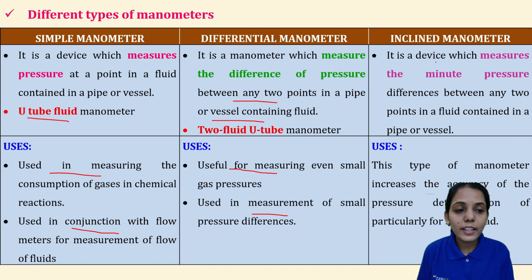The inclined manometer is a device which measures the minute pressure difference between any two points in a specific vessel or pipe. This type of manometer increases the accuracy of pressure determination for a particularly small head, whatever the pressure difference occurring, and hence it is known as an inclined manometer. So: simple manometer, differential manometer, and inclined manometer.